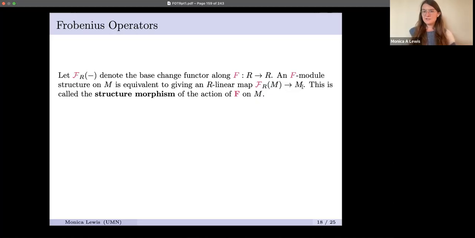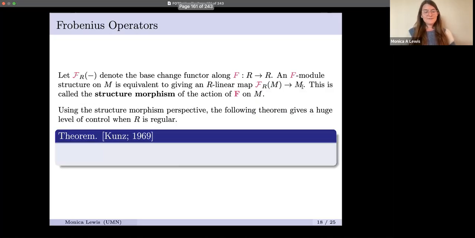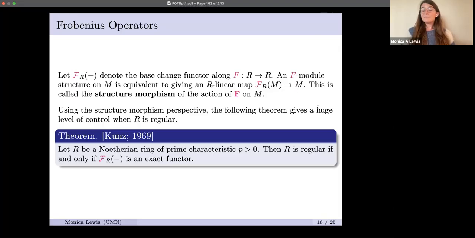Now, why is this a useful perspective? Well, this base change functor for the types of rings we've been discussing, which thus far have been polynomial rings, but could have just as well been arbitrary regular rings, has very nice properties due to a theorem of Kunz. So what Kunz showed is that if you give me a Noetherian ring of characteristic p, that ring is regular if and only if the Frobenius functor is exact.